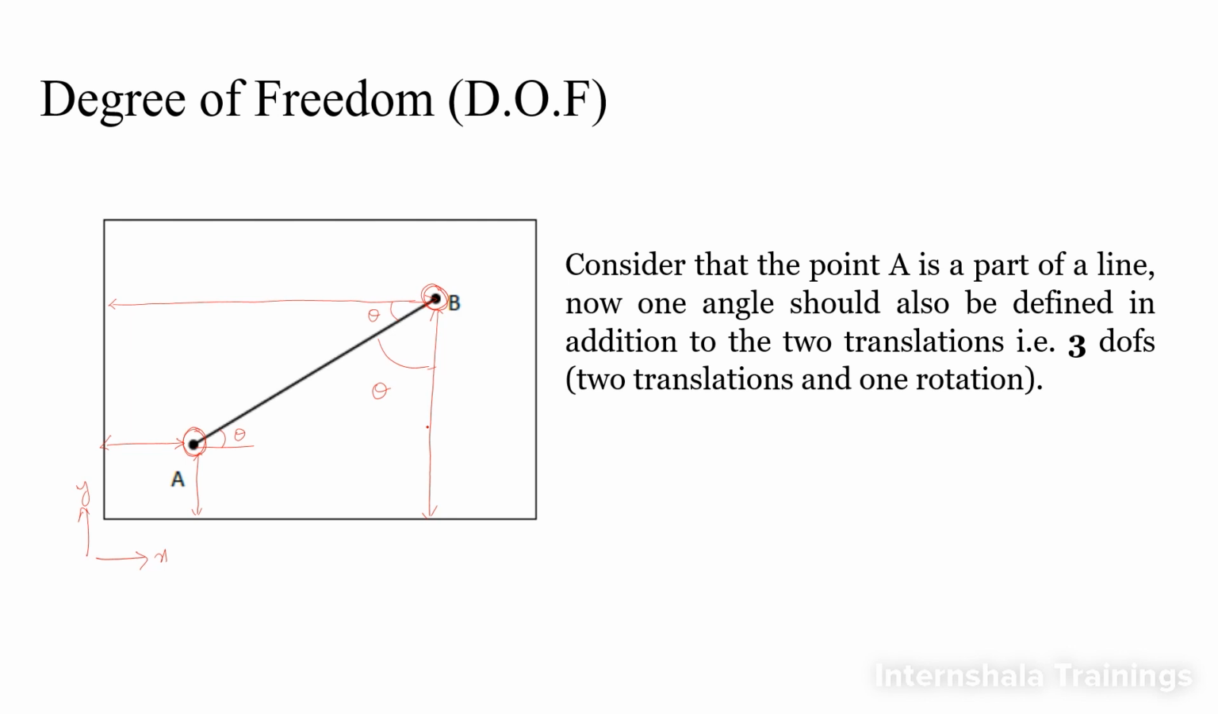So how many parameters are required to define the position of the system here? We need 3: 2 translations, or let us say linear dimensions, and 1 rotation dimension, right? So this system can be called a 3 degree of freedom system.